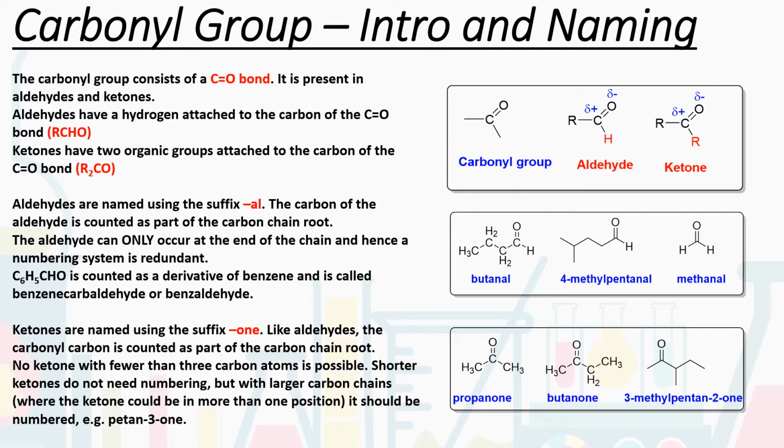So we have our carbonyl on the 2nd carbon, so this would be ending in pentan-2-one. And then we have a methyl group substituent as well on carbon number 3, so this is named as 3-methylpentan-2-one.